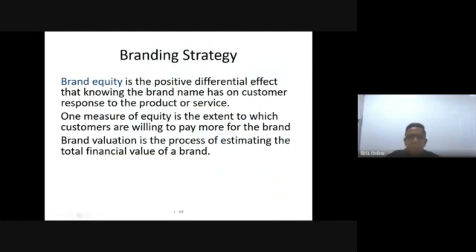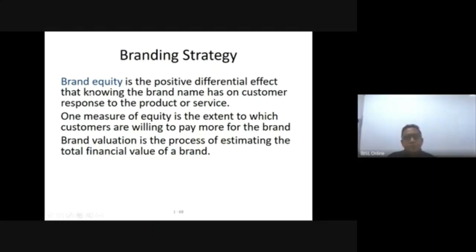On the product, we said we need to learn about brands and branding strategies. A brand is actually a new stage of the product. A product eventually becomes a brand as time goes. A brand is something that in terms of price and quality has to be high compared to a product. So brands eventually will have a value, which we call the brand equity.